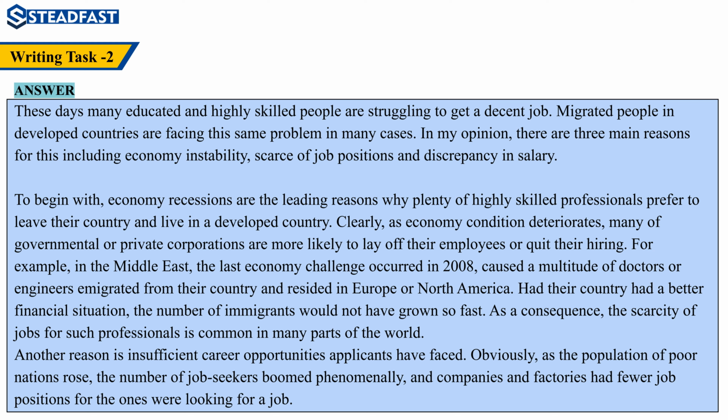Clearly, as economic conditions deteriorate, many governmental or private corporations are more likely to lay off their employees or quit their hiring. For example, in the Middle East, the last economic challenge that occurred in 2008 caused a multitude of doctors and engineers to immigrate from their country and reside in Europe or North America. Had their country had a better financial situation, the number of immigrants could not have grown so fast. As a consequence, the scarcity of jobs for such professionals is common in many parts of the world.